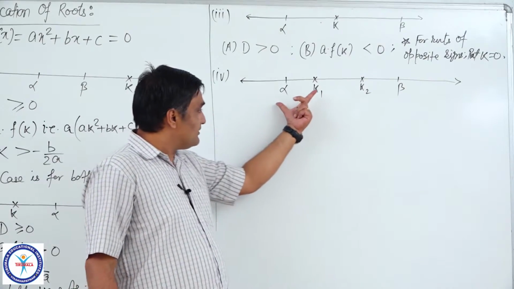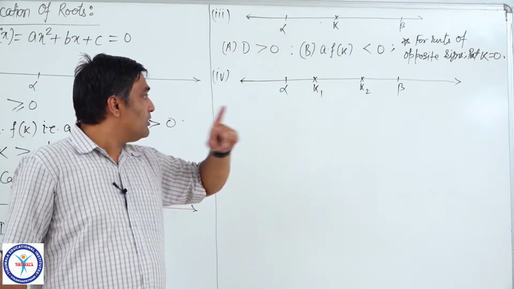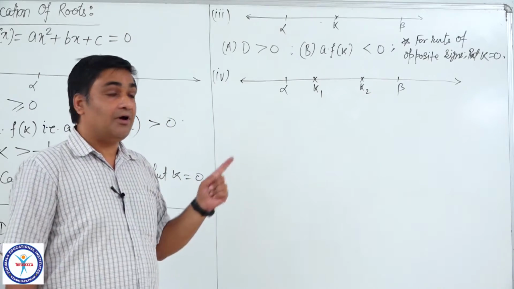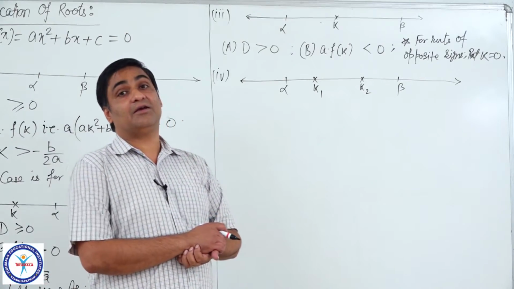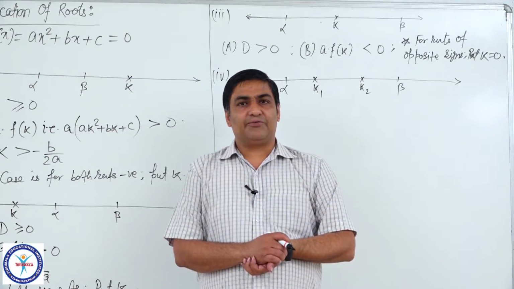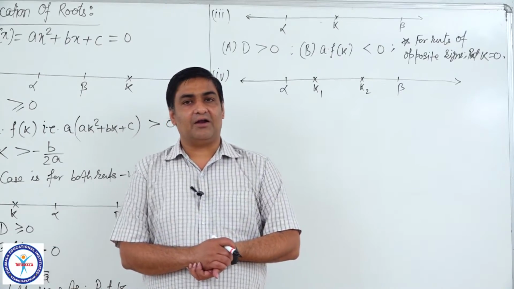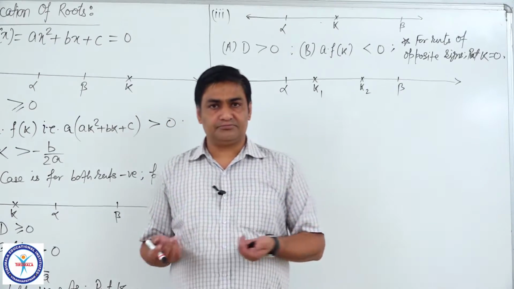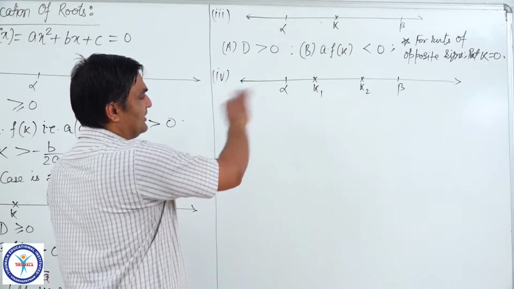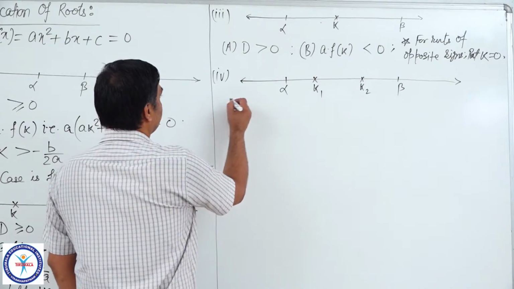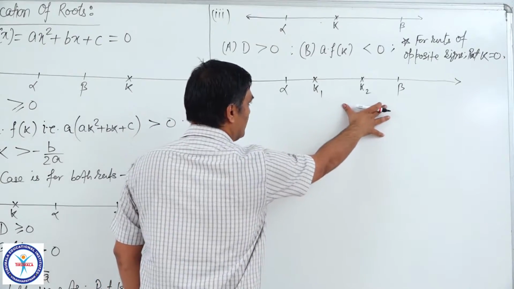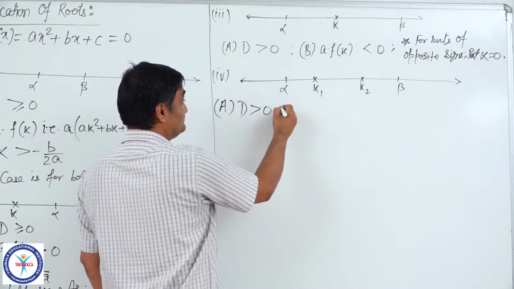Now in this case, one root is smaller than k1, the other root is greater than k2. That means we can say that one root is smaller than 5 and the other root is greater than 8, like this. Okay, so let us define the condition. What is the condition on discriminant? Can the two roots be equal? No. So greater than 0.